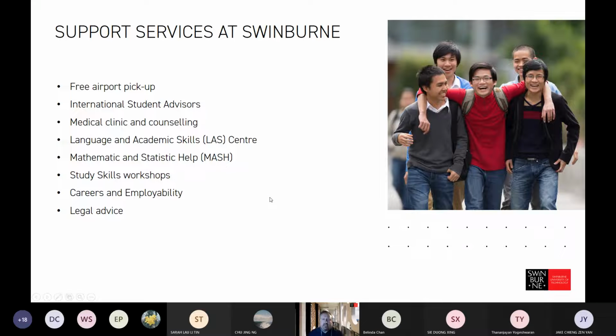Yeah, so a big thing for us is support services. As an international student, someone coming from one country to another, we've been hosting students from other countries for more than 30 years. Over that time, we've learned how to best support you while you're studying with us. So we do things like free airport pickup. When you arrive in Melbourne, we'll pick you up from the airport and take you to your accommodation.